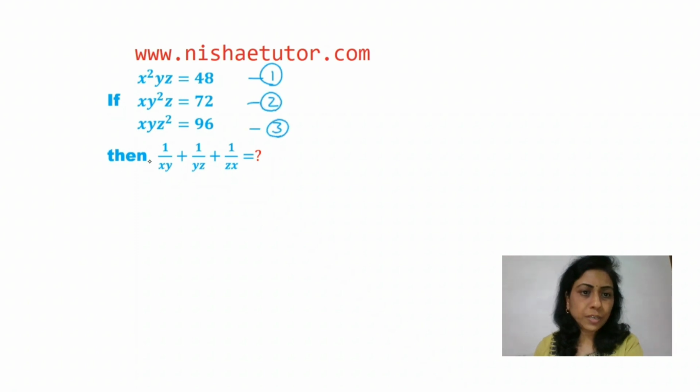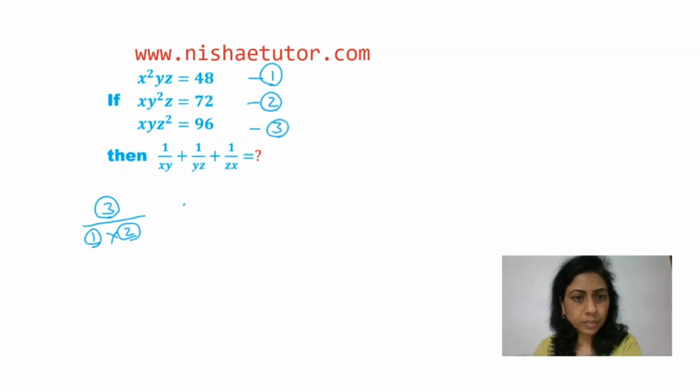First, we have to find out 1 upon xy. So, for that, equation 3 divided by equation 1 and 2. Okay. So, equation 3 is this one, x y z square, divided by this x square y z. Okay. And multiply the second one.